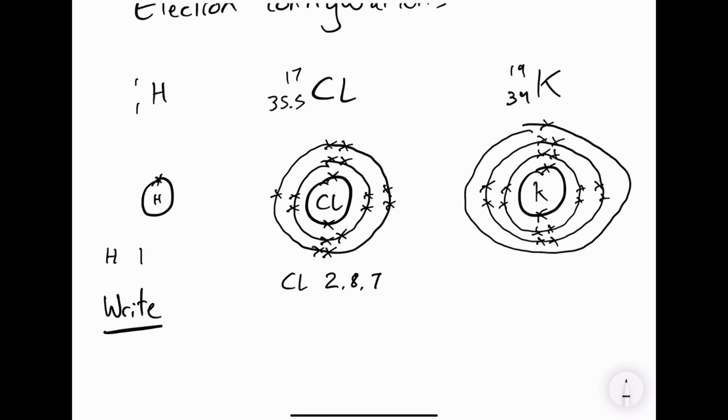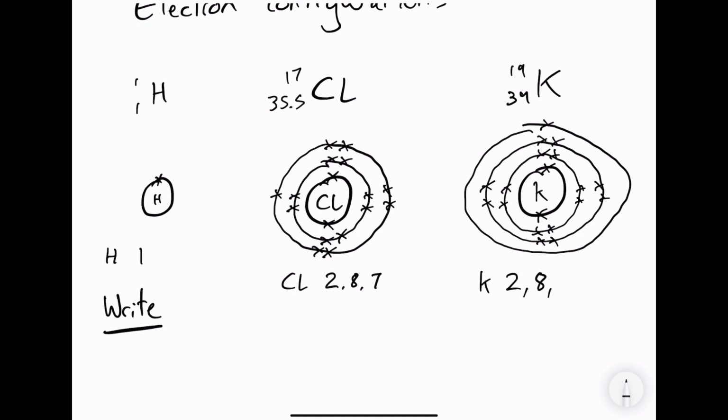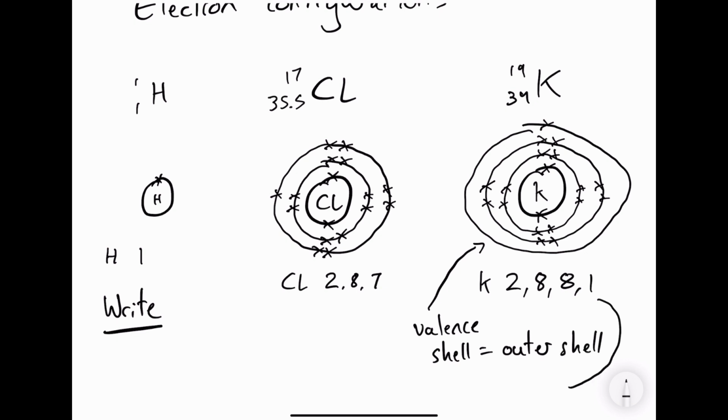So if we're writing the electron configuration, we're writing how many electrons are in each shell in order from inner shell to outer shell. And the last one will be calcium, 2 in the first shell, 8 in the second shell, 8 in the third shell, and then 1 in the outer shell. This is also sometimes called the valence shell. So the valence shell is the outer shell, and the valence electrons are the electrons on the outer shell.